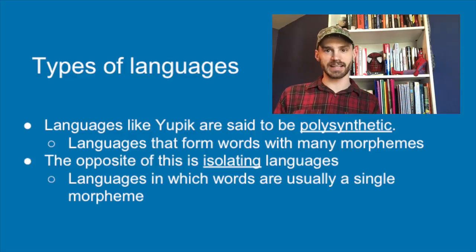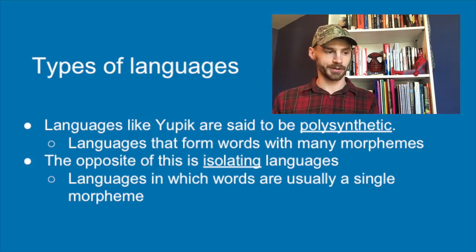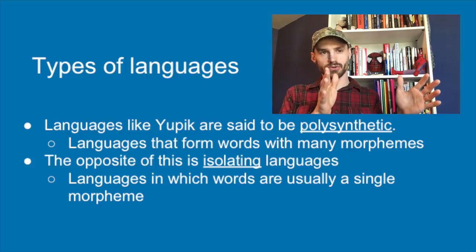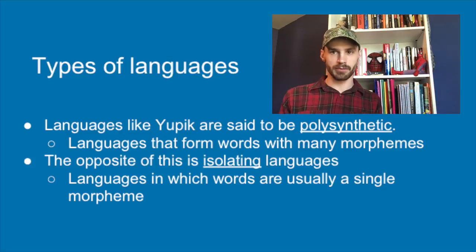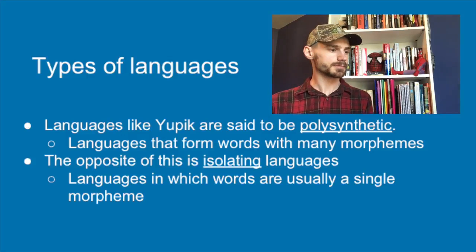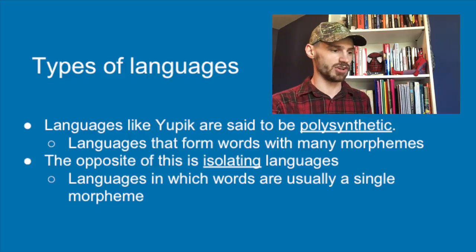And a true isolating language will only allow one morpheme per word. So, like I said, it's a spectrum. English falls closer to the side of allowing only one morpheme per word, but of course we know that's not entirely true because we can combine prefixes and suffixes, just not as much as they can in Yupik.